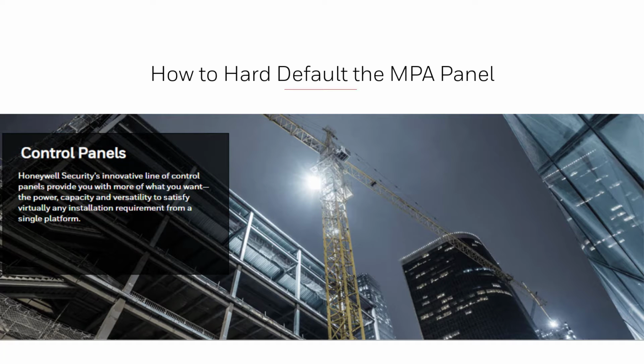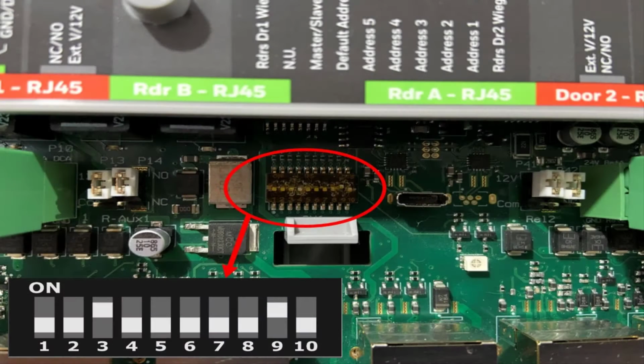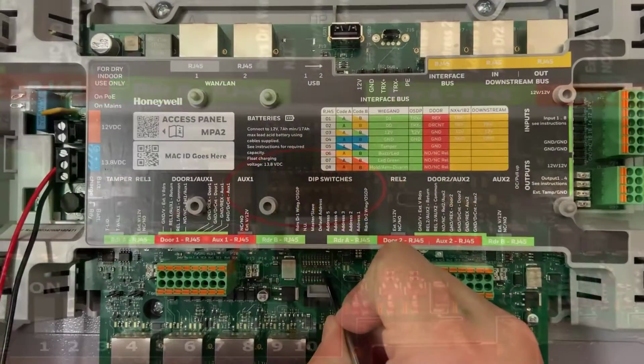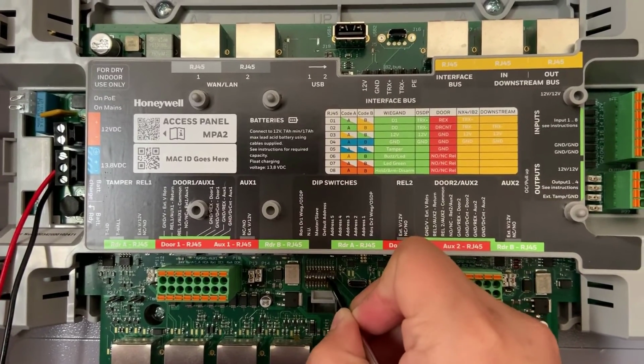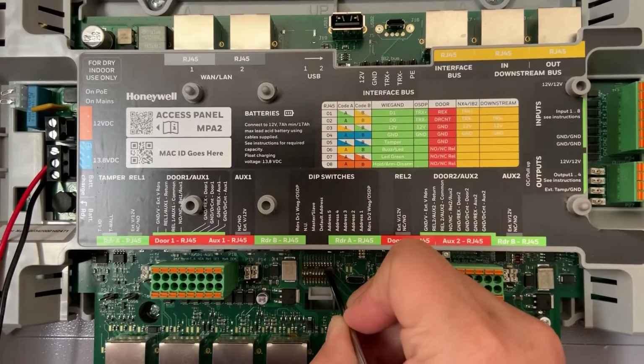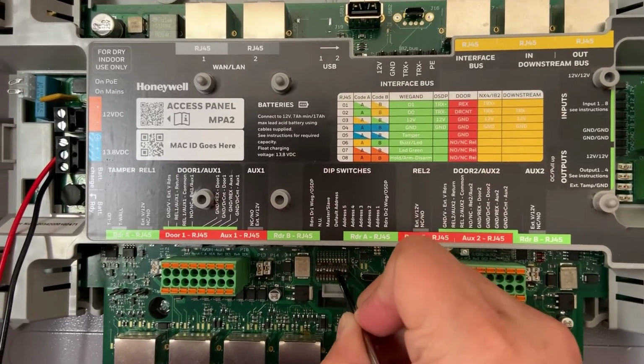In this video, we'll view how to hard default the MPA panel. Begin by making a note of the existing dip switch settings of SW1. While the panel is powered up, turn all the dip switches on SW1 to the off position.